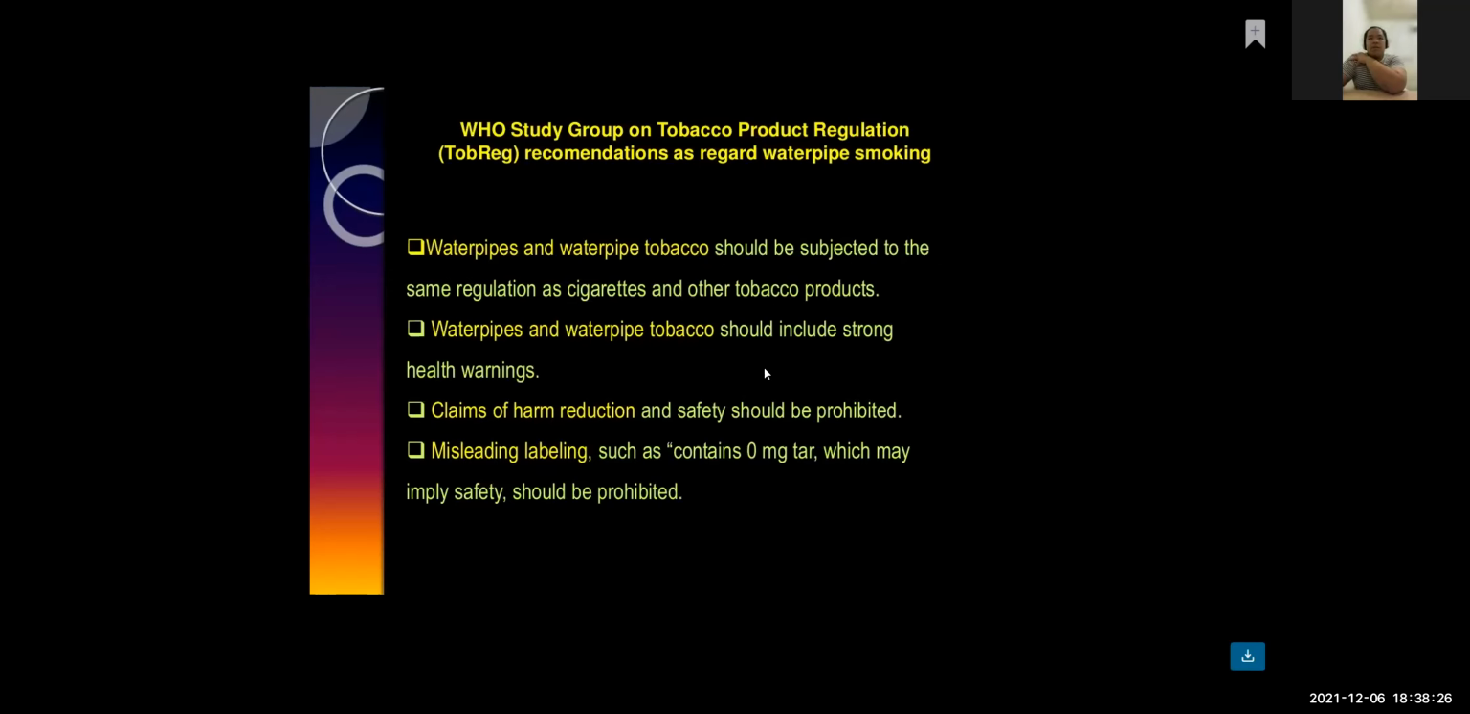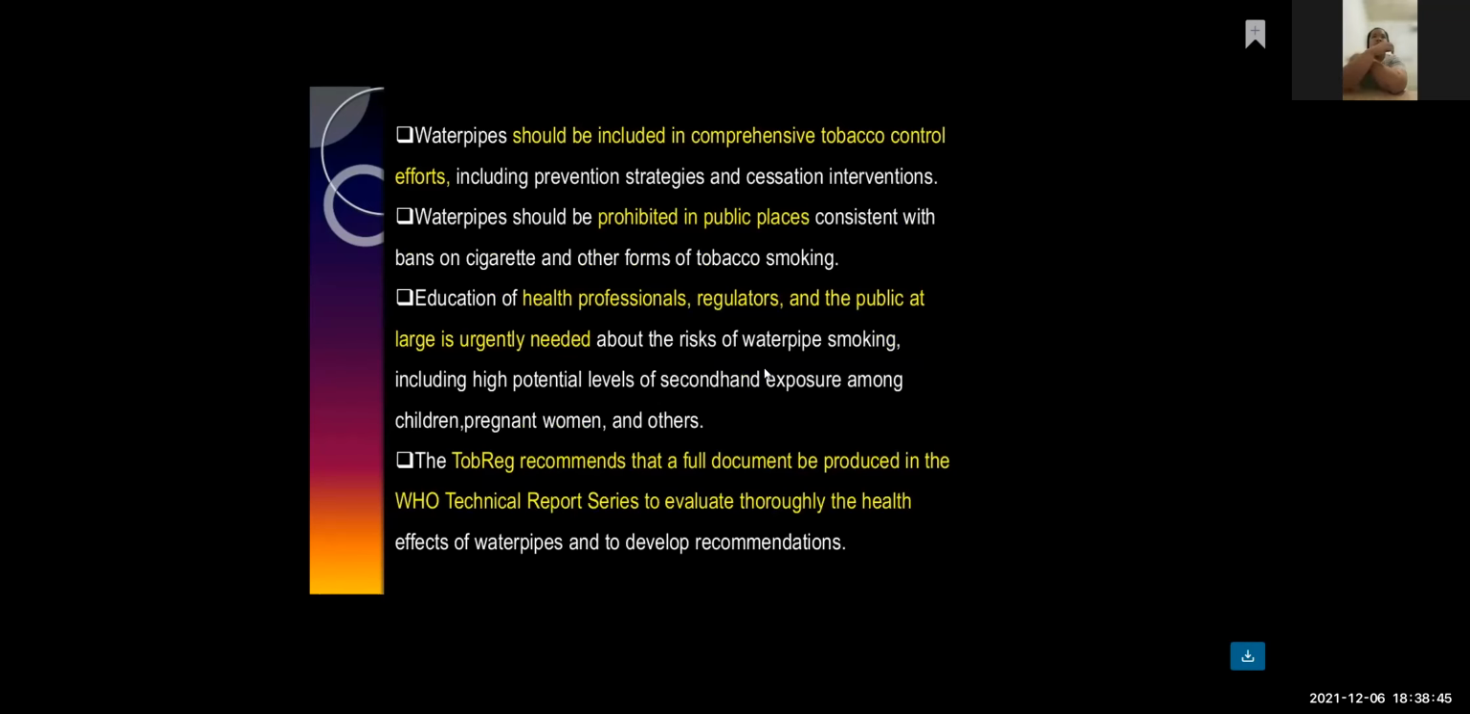Water pipe tobacco should be subjected to the same regulation as cigarettes. Water pipes should include strong health warnings. Claims of harm reduction and safety should be prohibited. Misleading labeling such as "contains 0 milligram tar," which may imply safety, should be prohibited. Water pipes should be included in comprehensive tobacco control efforts, including prevention strategies and cessation intervention. Water pipes should be prohibited in public places, consistent with bans on cigarettes and other forms of tobacco smoking.